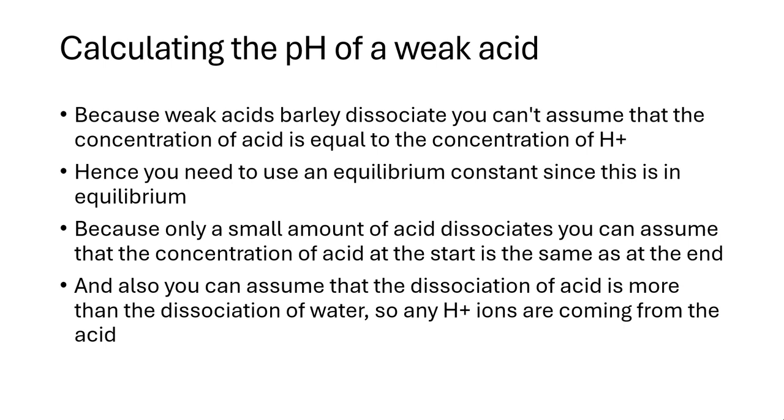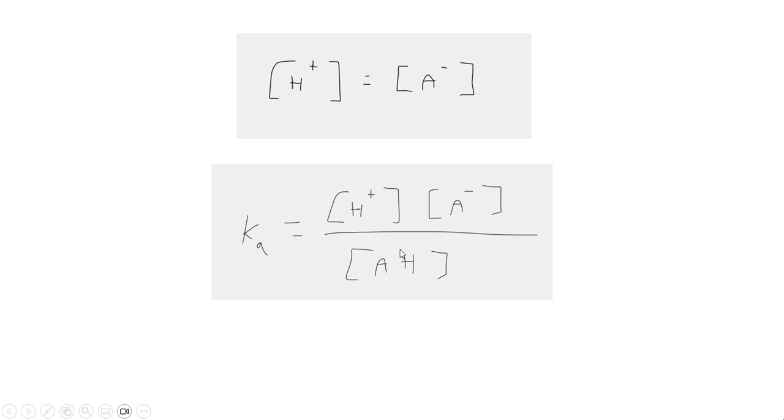So because only a small amount of acid dissociates, you can assume that the concentration of acid at the start of the reaction is the same as at the end. So let's say a weak acid like ethanoic acid: the concentration of ethanoic acid at the start is the same as at the end because not that much H+ got broken off from it. And also you can assume that the dissociation of acid is more than the dissociation of water. Any water inside of there is also not really dissociating. So you can say that the H+ is actually coming from the acid itself. The H+ ions are not coming from the water. That just means you can discard the factor of water that's dissociated. That's obvious, isn't it?